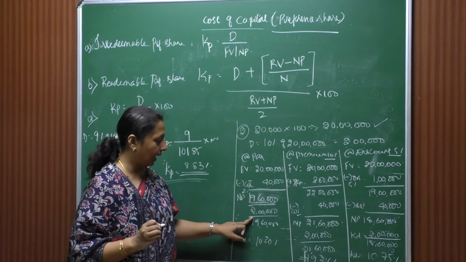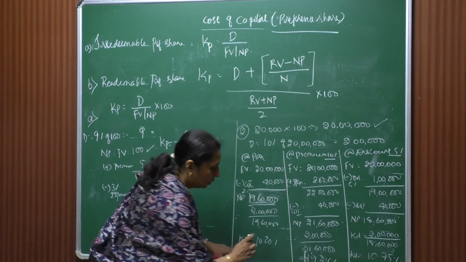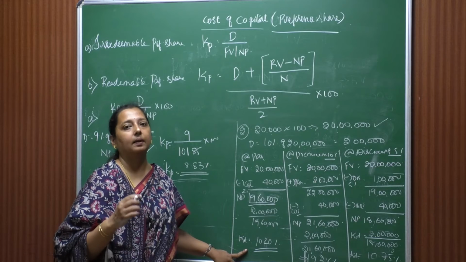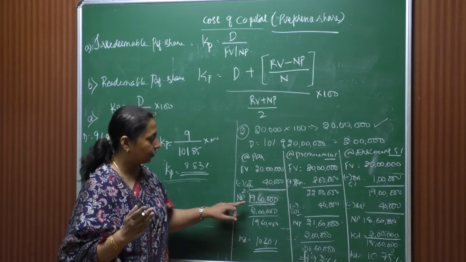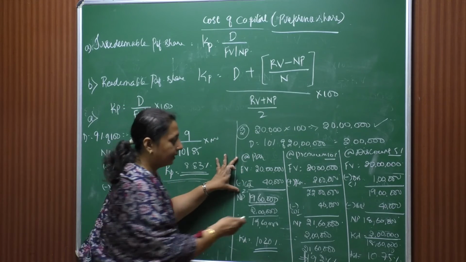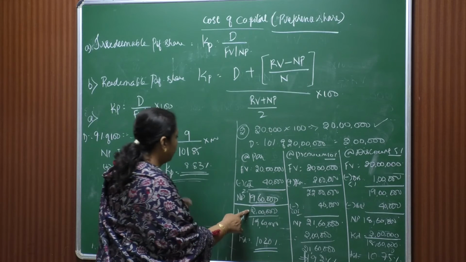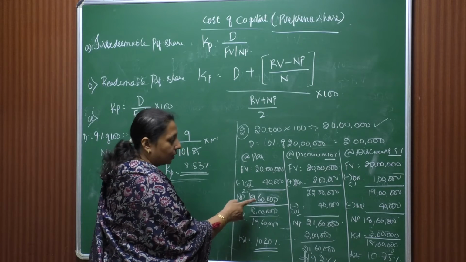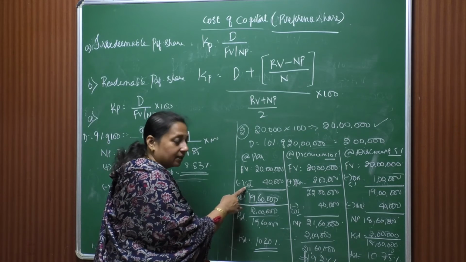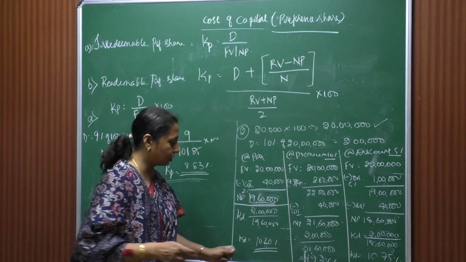So 2 lakh divided by 19 lakh 60,000, the cost is 10.20%. So 10.20% is the answer at par value. First step, you calculated the face value, second step the dividend, third step the net proceeds, fourth step the cost. Cost is D divided by net proceeds under par. Here we have adjustments, that is why we have considered the cost of issue in net proceeds.